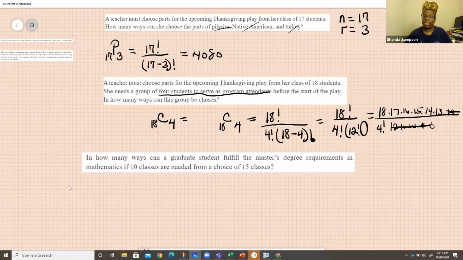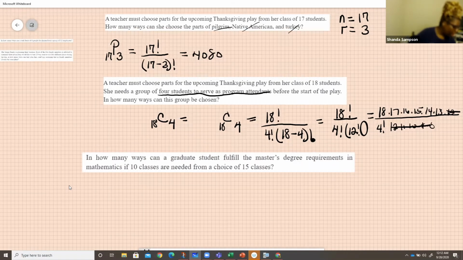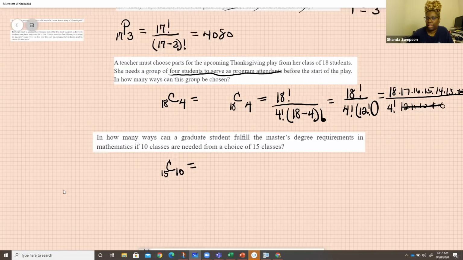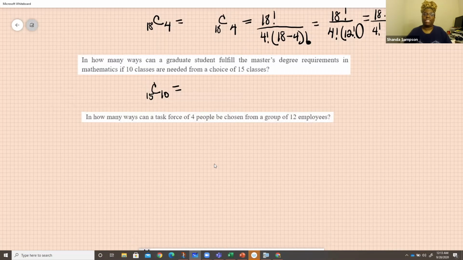In how many ways can a graduate student fulfill the master's degree requirements in mathematics if 10 classes are needed from a choice of 15 classes? Does the order matter? Based on the information that you have, no, the order does not matter. So if the order doesn't matter, it's a what? It's a combination. So that's a combination of 15 things taken 10 at a time. So I'm going to leave that there.